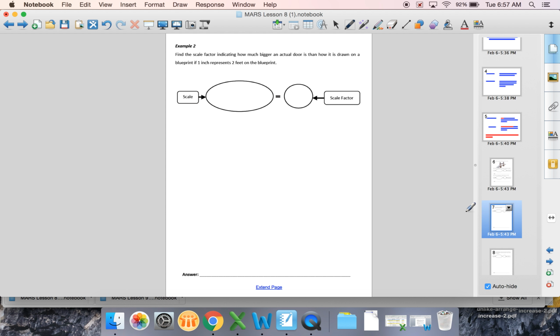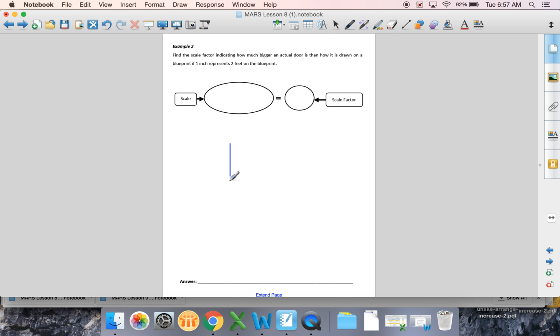Page 44. We need to find the scale factor indicating how much bigger an actual door is than how it is drawn on a blueprint, if 1 inch represents 2 feet on the blueprint. So we have a door. Here's my little door, and it's drawn on a piece of paper for a blueprint, maybe for a map. And 1 inch, maybe this represents 1 inch on a map, means that's going to be 2 feet.